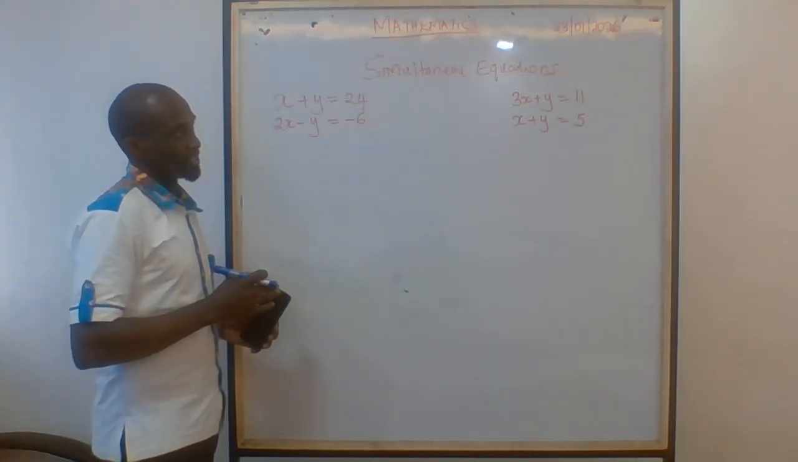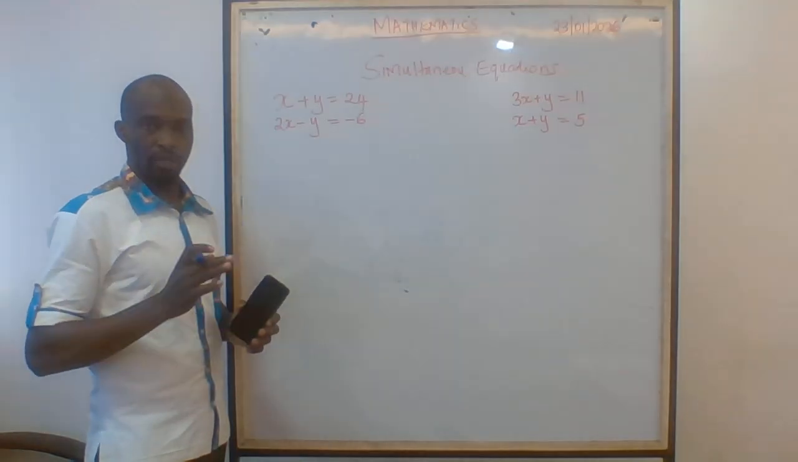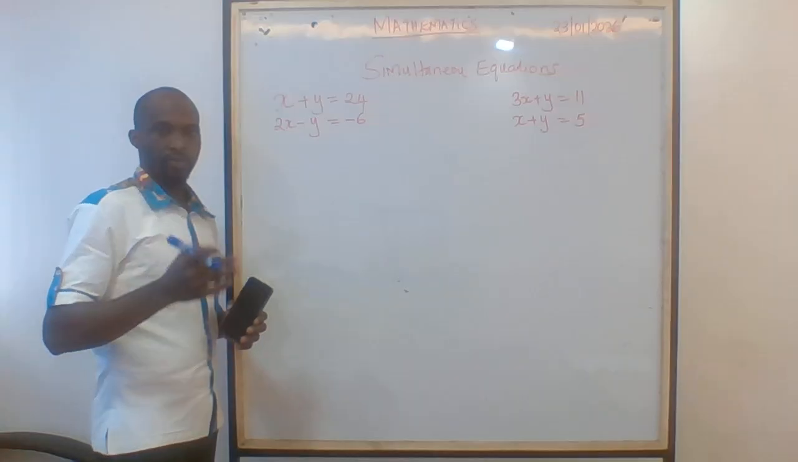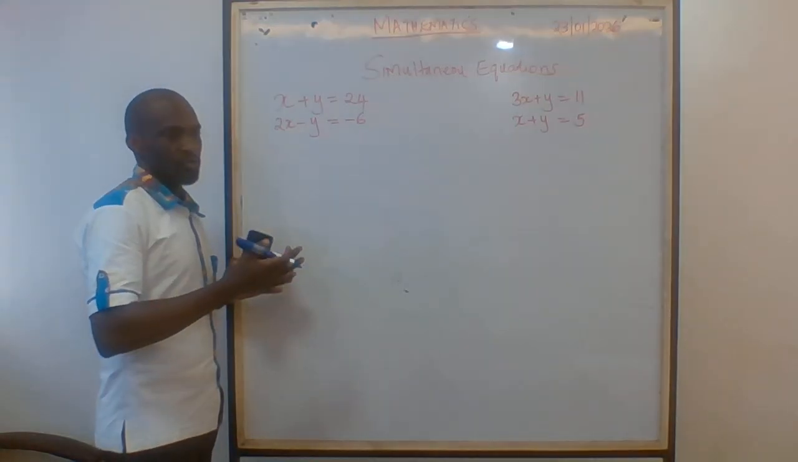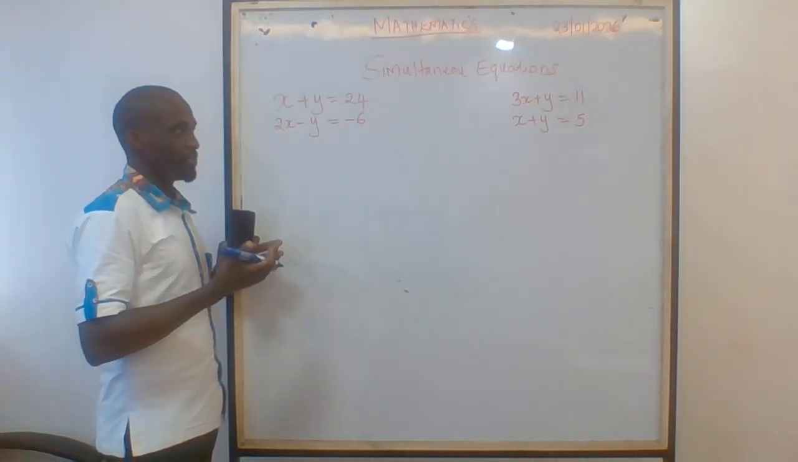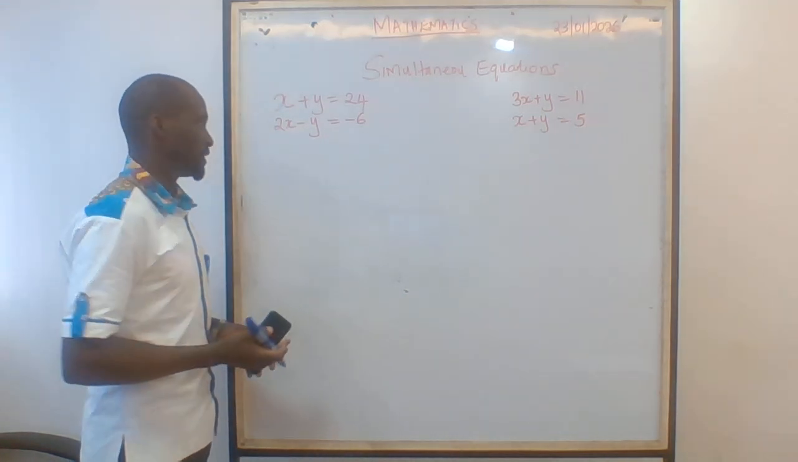Now, today we'll be looking at simultaneous equations. And as you know, simultaneous equations are those equations that will be running concurrently. In other words, they are equations that will be running at the same time. So once these two equations are running simultaneously, then you need to look at the values of the variables that are there or that are involved in them.